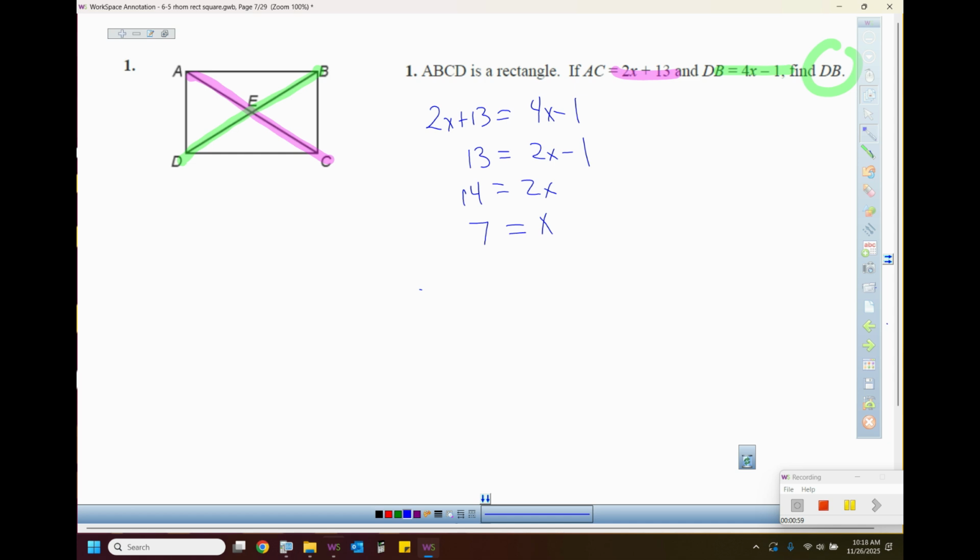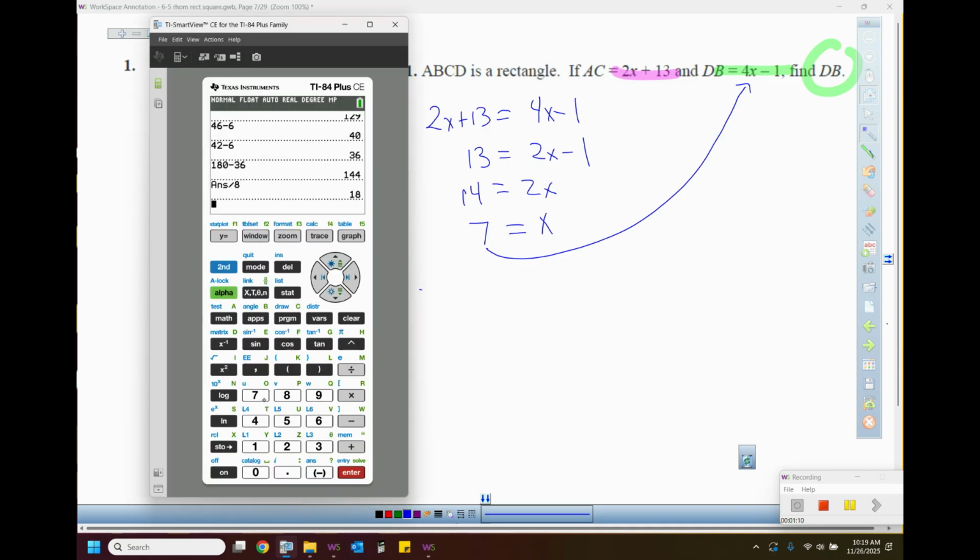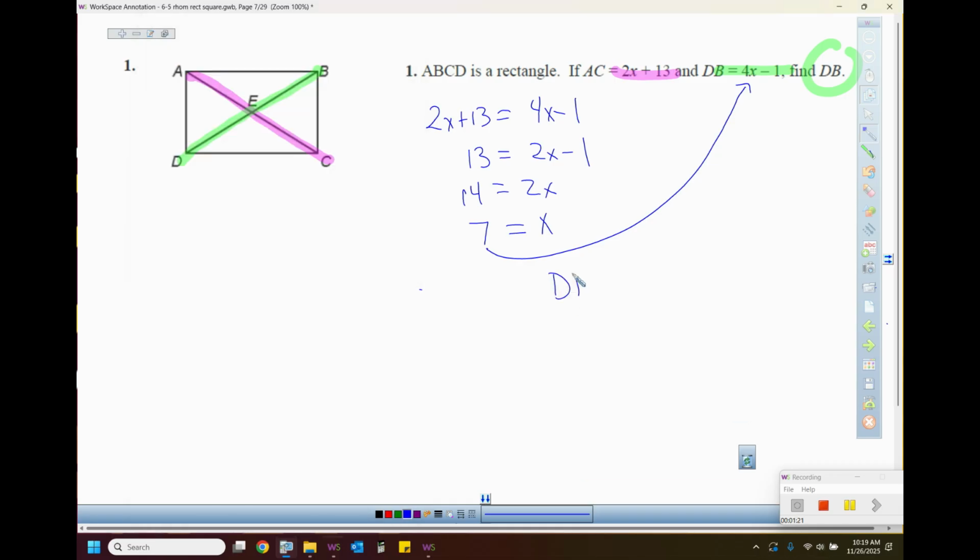But that's not what they ask us to do. They ask us to find the distance from D to B, so I need to substitute that back in. So I can do 4 times 7, and then subtract away the 1, and the distance from D to B equals 27 in that case. We should get the same thing if we substitute back into the other expression. 2 times 7 is 14. 14 plus 13 is 27. So this is the answer to our question. We had to solve for x.